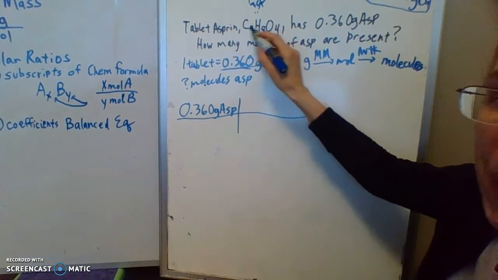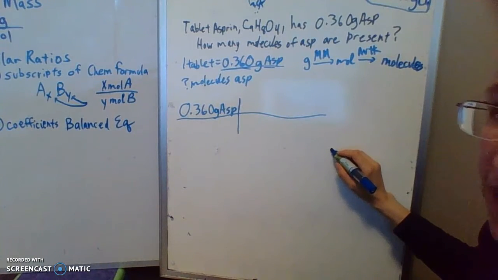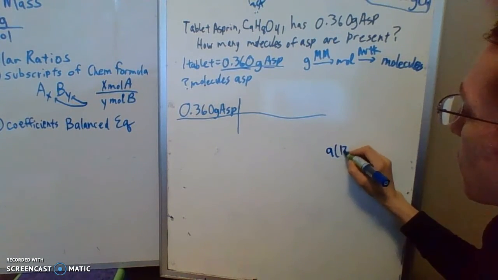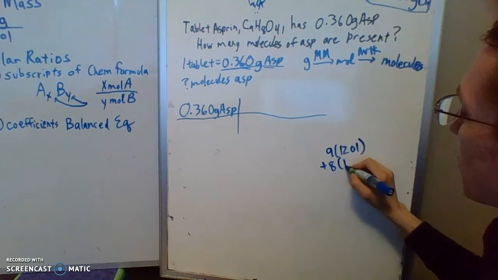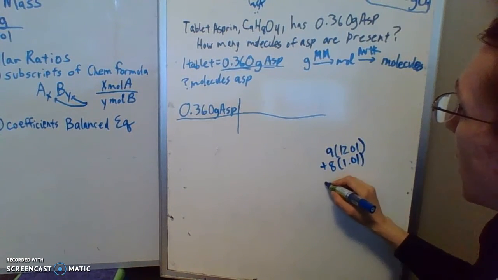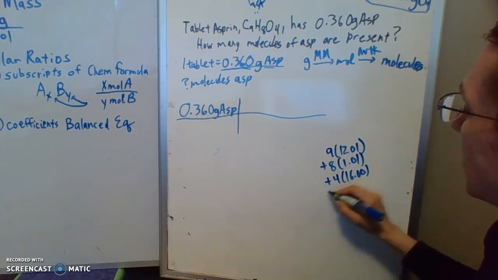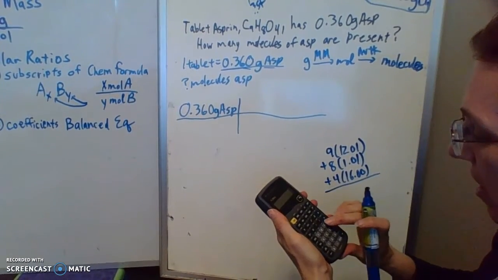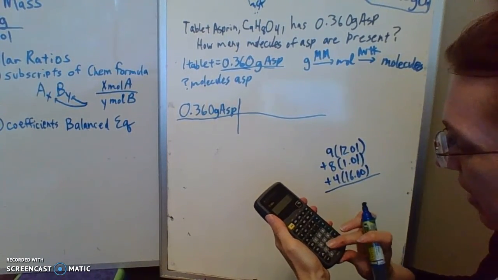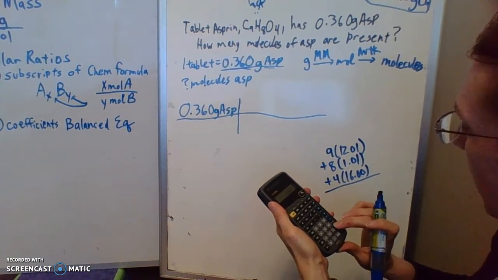And we need the molar mass of aspirin. So we're going to do a little side problem here. We have 9 of the carbons, which are 12.01 each. We're going to add 8 of the hydrogens, which are 1.01 each. And we've got 4 of the oxygens, which are 16.00 each. And we're going to add those guys all up. And you can do it just like I'm doing it. So I'm doing the calculations here with you.